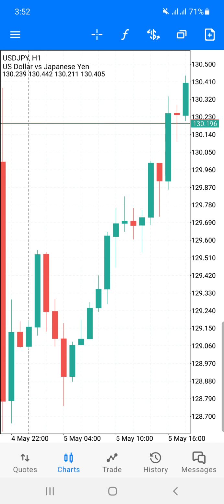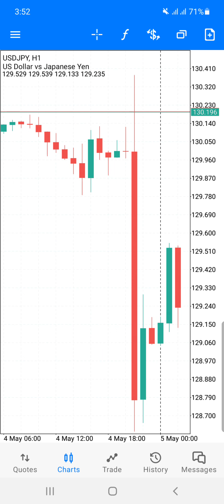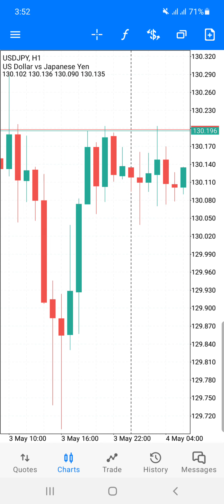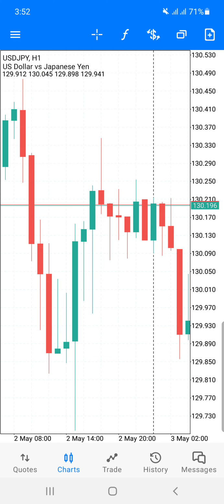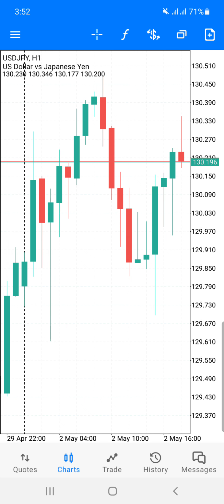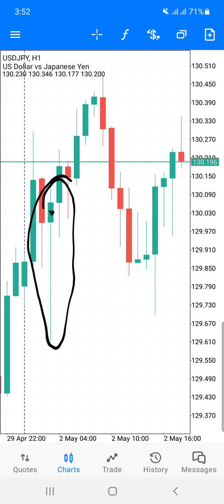Let's look for another one, right? I think this one. No, not it. Let's look for another one. I see one here. This is another one. This one here is a hanging man pattern. The reason being, the market bought, then formed this pattern.